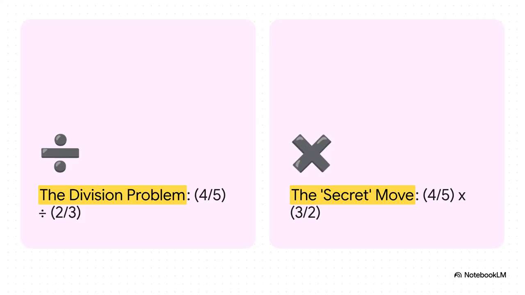And this one little idea is the entire key to unlocking division with fractions. And here's the secret revealed. Dividing by a fraction is the exact same thing as multiplying by its reciprocal. So that division problem on the left magically transforms into the much friendlier multiplication problem on the right. All we did was flip that second fraction.